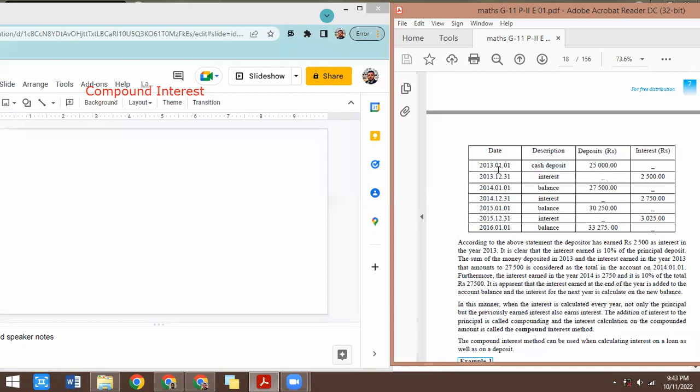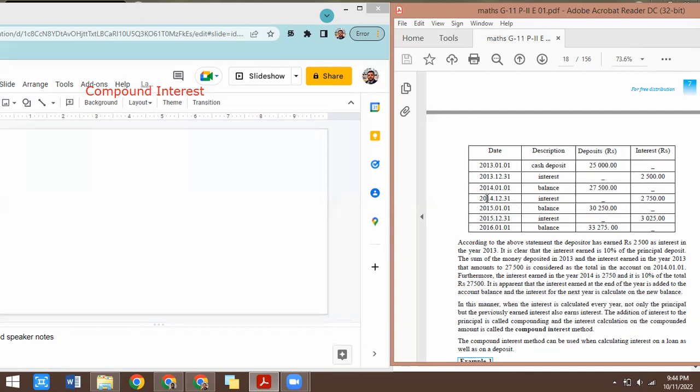The cash is deposited on the first day of 2013, which is 25,000. Now at the end of the year 2013, his account gets an interest of 2,500. Since the interest rate is 10% annual rate, he is getting 10% of 25,000, which is 2,500. So the balance as of 1st January 2014 is 27,500, because with the 25,000, the 2,500 will be added, and that will be the balance on the first day of 2014.